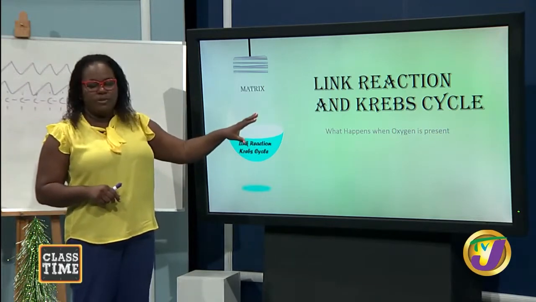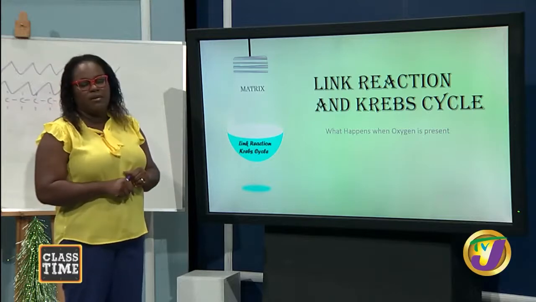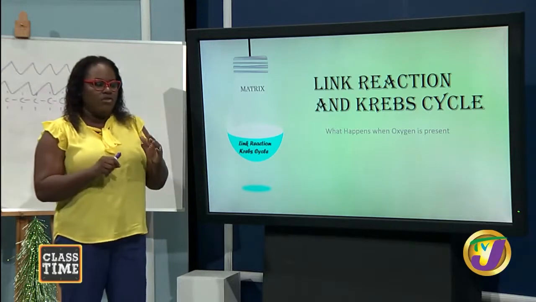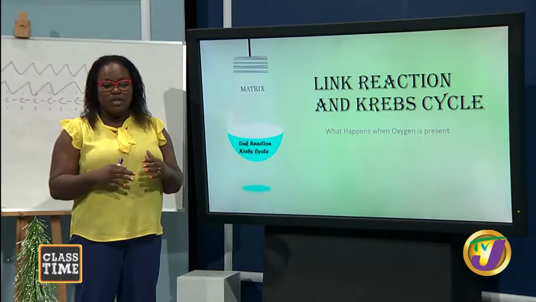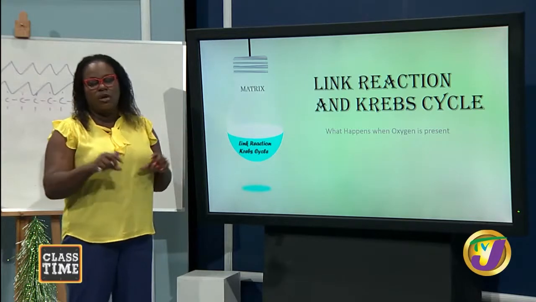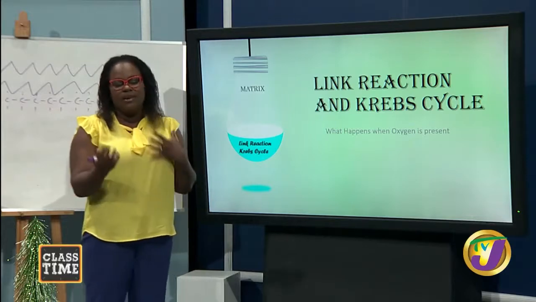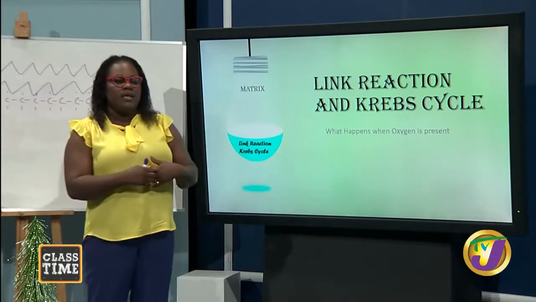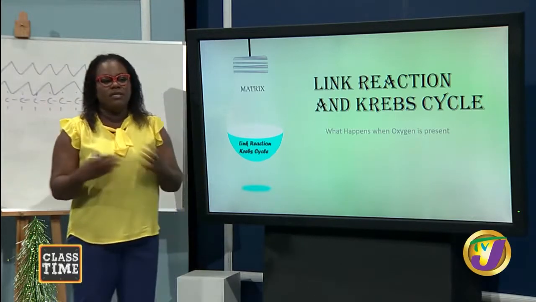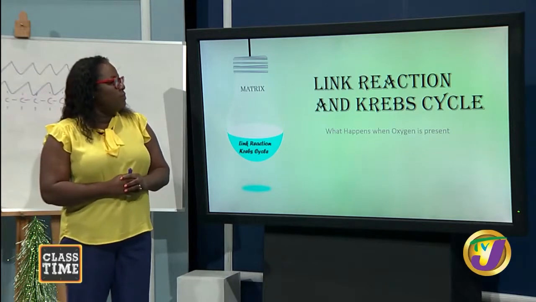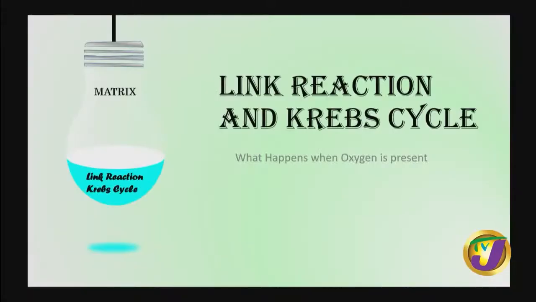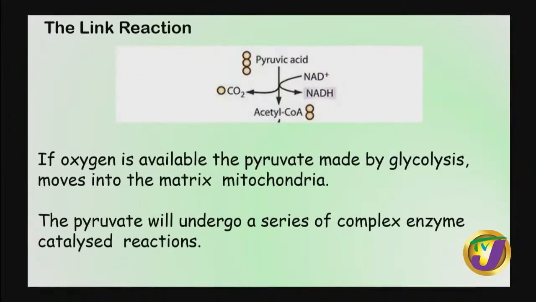Both of these processes occur in the matrix of the mitochondria. The mitochondria contains three major sections. The innermost section of the mitochondria is what we call the matrix. It contains all of the necessary enzymes, the fluids, the proteins, and so on that are required for the rest of respiration. And so you find the link reaction and Krebs cycle will be going on in that section of the mitochondria. So what is the link reaction?